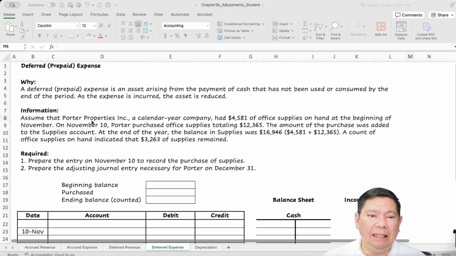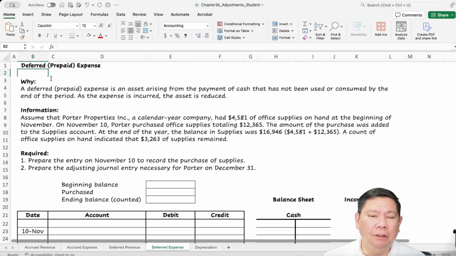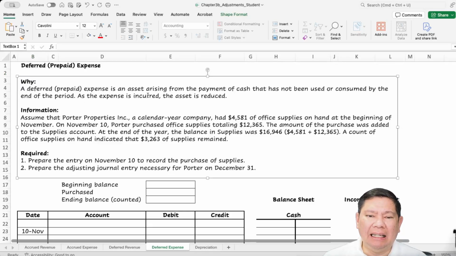Hello everyone, in this video we're going to look at deferred or prepaid expense. This is an adjusting entry we need to do at the end of the accounting period. A deferred or prepaid expense is an asset arising from the payment of cash that has not been used or consumed by the end of the period. As the expense is incurred, the asset is reduced.